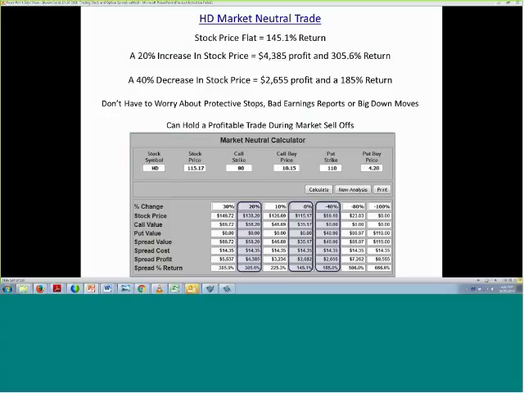If the stock was flat at option expiration, we realized 145% return, $2,082 profit on the spread. And if the stock goes up in price, then our potential on the spread keeps increasing from 225% for a 10% increase to 305% return for a 20% increase. And then, of course, if the stock goes down, we still profit. So in this example, we're locking in by buying that 110 strike put. We're locking in 145% return for the spread, or $2,082 profit for the spread.